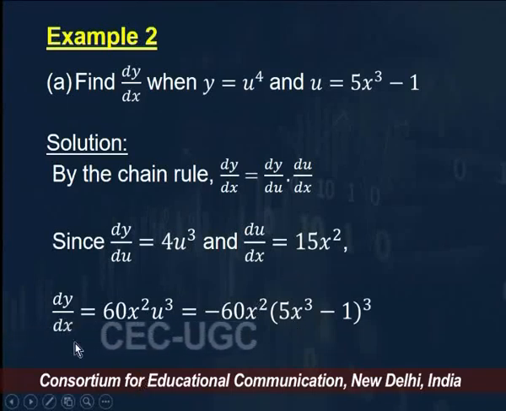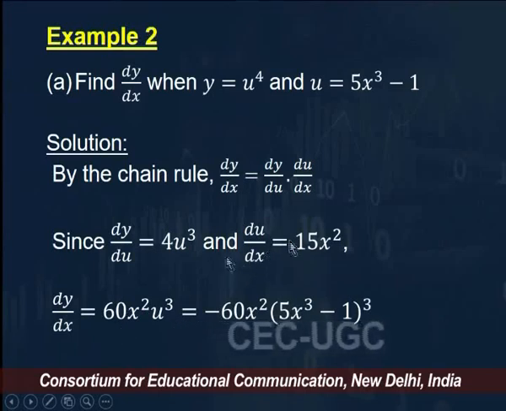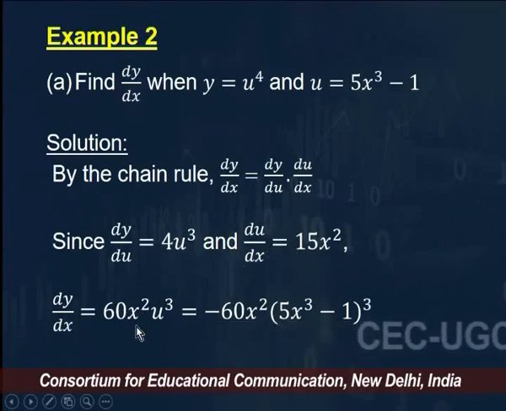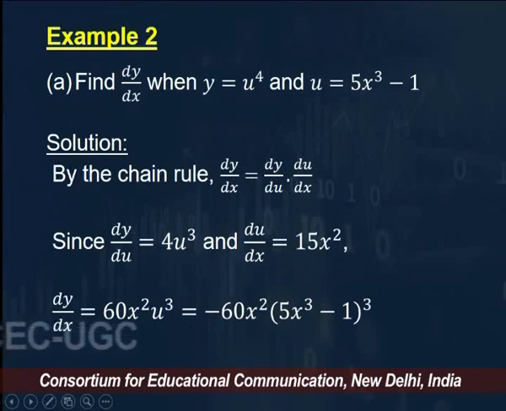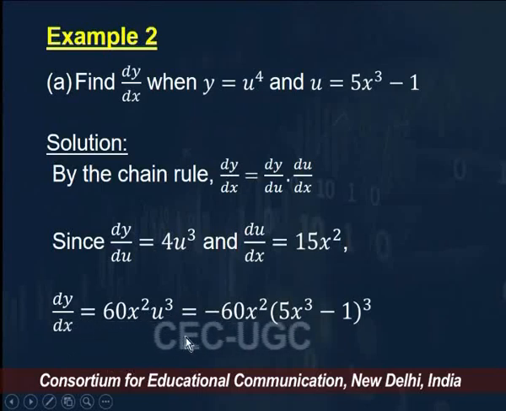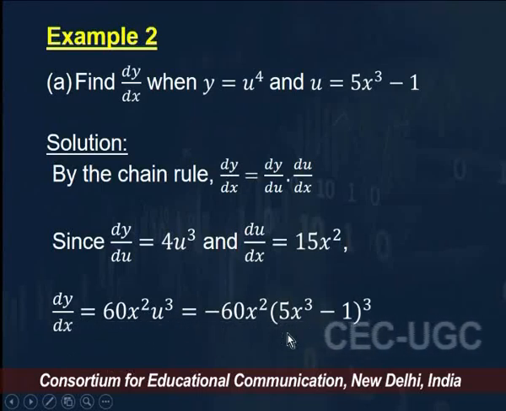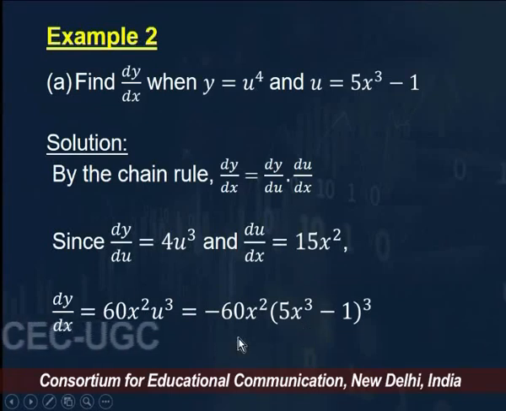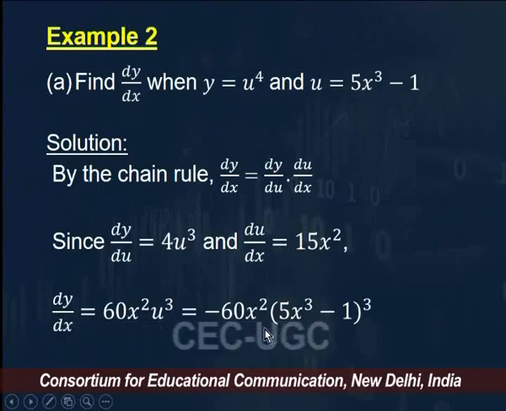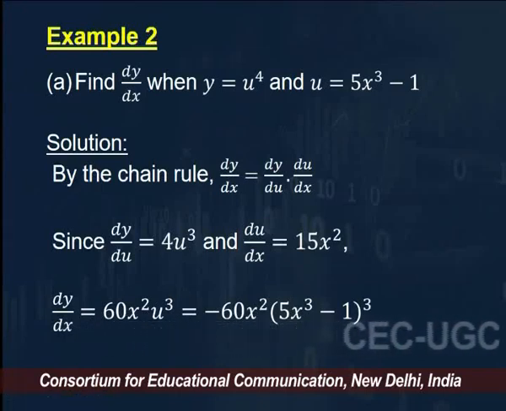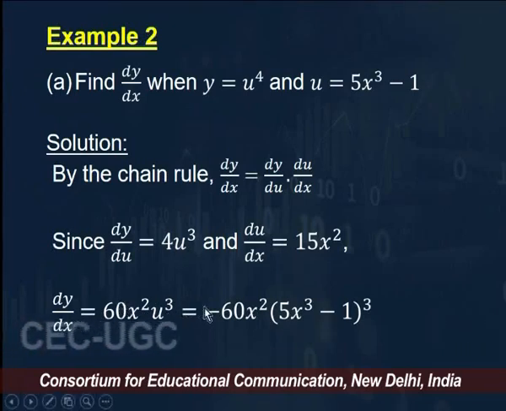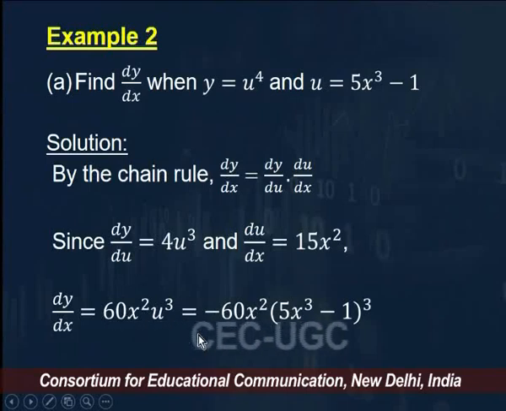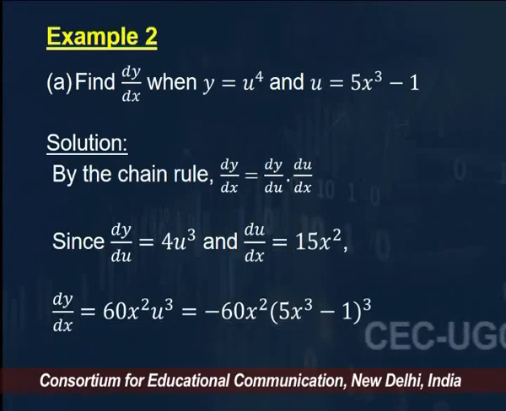So to get dy by dx equal to 15 times 4 is 60, 60 times u cubed times x squared. But we have to put everything in terms of x because that is our base variable. So here u can be written as 5x cubed minus 1, and that gives us 60 times x squared times 5x cubed minus 1 to the power 3. This is a typo here. So that'll be our dy by dx.